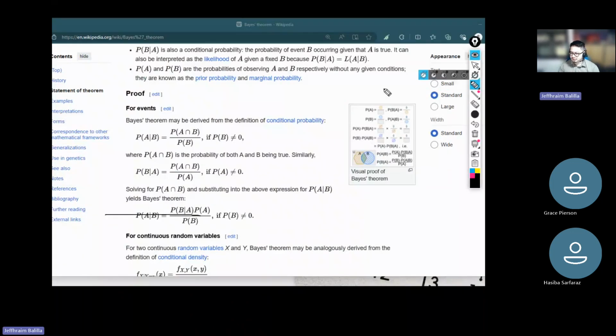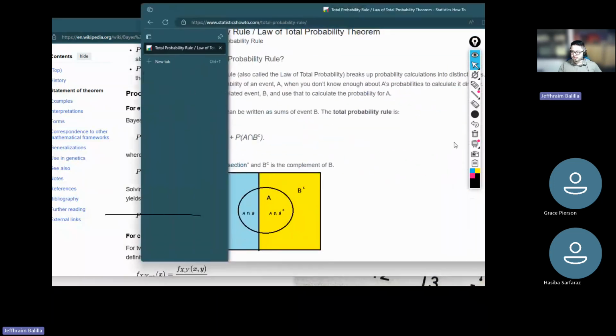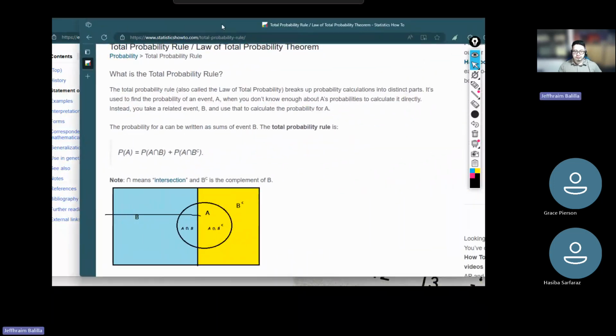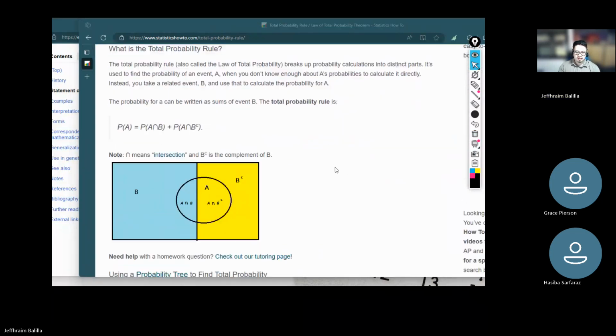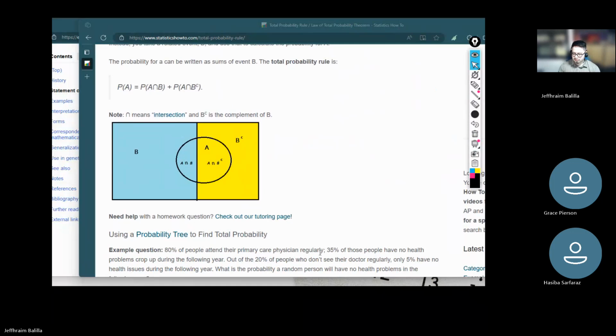Maybe we can look for a better discussion of that. Let me see. Maybe this one is way better than the first one. Yeah, this one is way better. I mean, this is very intuitive in terms of explaining the law of total probability because it has a visual guide.